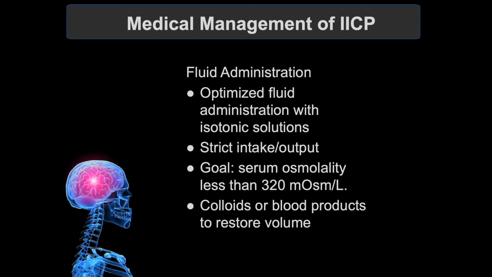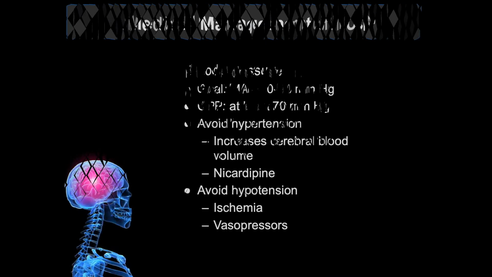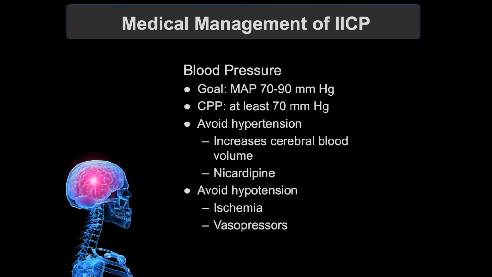Colloids or blood products should be used to restore blood volume. Patients with increased ICP will have problems maintaining blood pressure, so the team needs to maintain a goal of having an MAP between 70 and 90 millimeters of mercury. This should maintain the CPP of at least 70 millimeters.